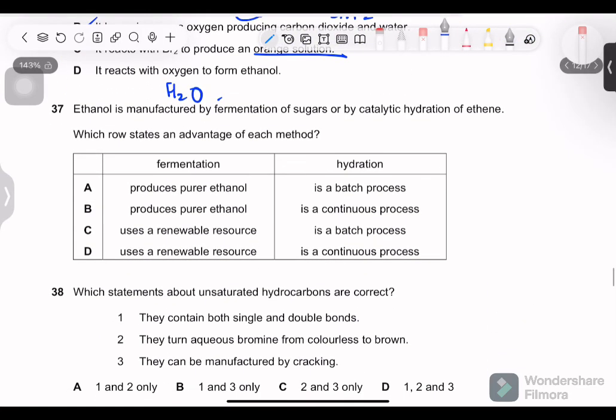Ethanol is manufactured by fermentation of sugars or by catalytic hydration of ethene. Which row states an advantage of each method? So the fermentation of sugars, the thing is, it uses a renewable resource. Sugars are renewable, so A and B are incorrect. Hydration is a continuous process. Catalytic hydration of ethene, we just need to supply the water and the catalyst, and it continues on and on.